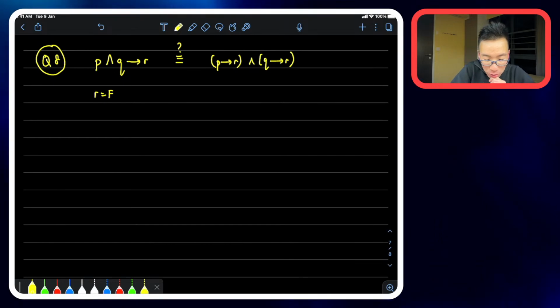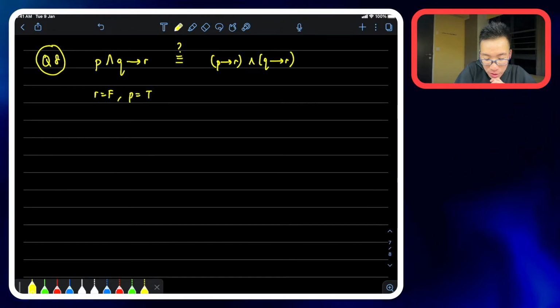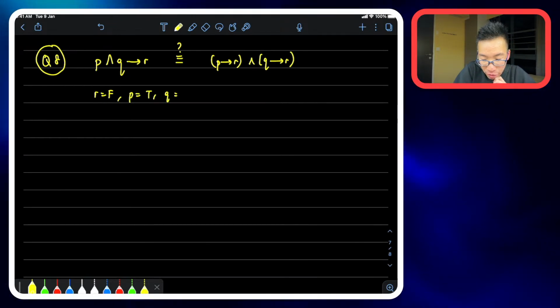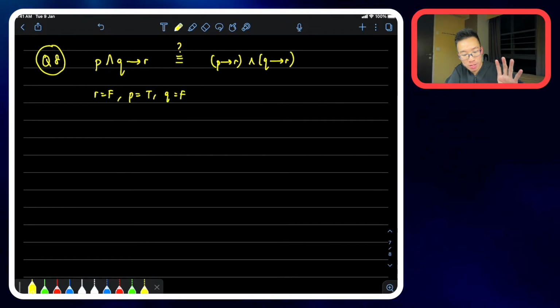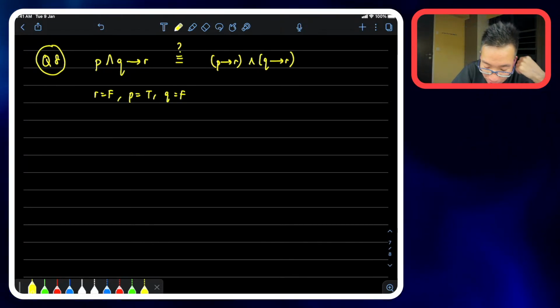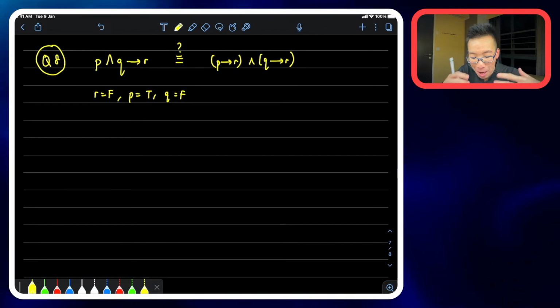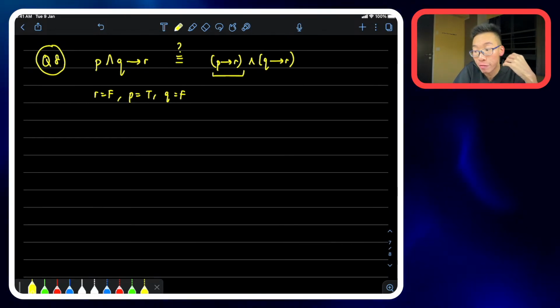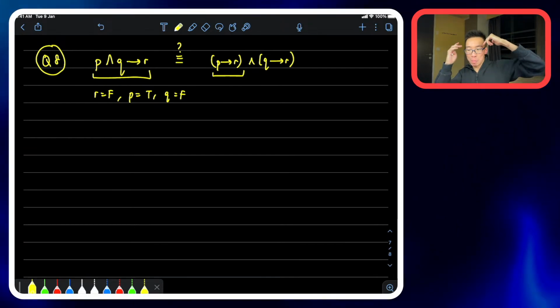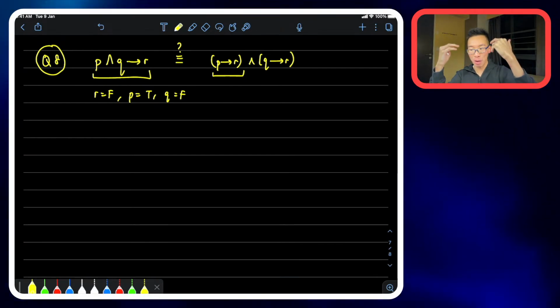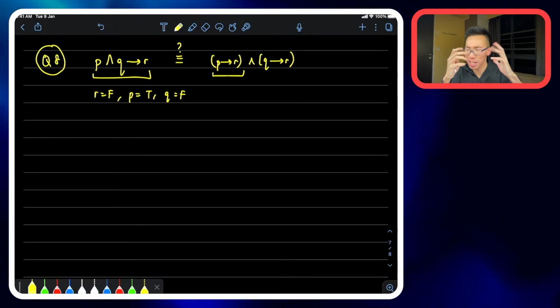Right, so I'm going to let P be true. I'm going to let Q be false. I'm gonna let R be false. And the idea I have in the back of my mind is I'm gonna try to make this guy false, and I'm gonna make this guy true. So that's my mental idea, the intuition, my problem-solving idea. I'm gonna try to find the case that breaks it, and I think this works.